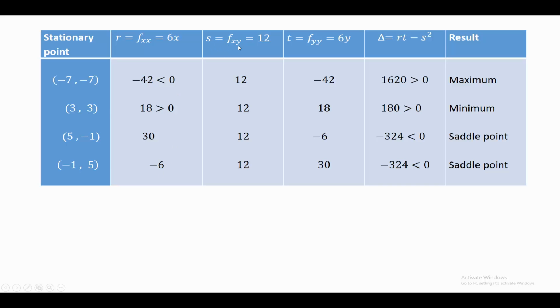Now s equal to f of xy, and we know f of xy is 12. So at all these points s is equal to 12, 12, 12, 12. Now t equal to f double y, and we know f double y is 6y.